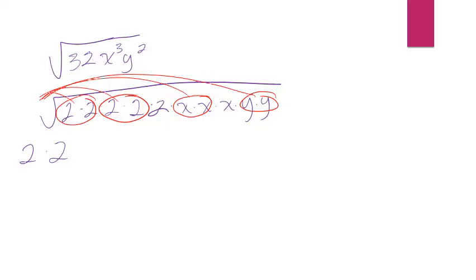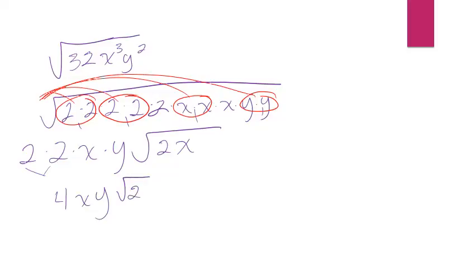And we end up here with 2 times 2. Whoops, hold on. Let me erase that. Okay. 2 times 2 times x times y, because we have 2 2's, 2 2's again, 2 x's, and 2 y's. And then inside we have a 2 and an x left over. So now we multiply and we end up with 4xy times the square root of 2x. And this is our final answer. This is as simplified as it can get because we don't know what our letters represent.